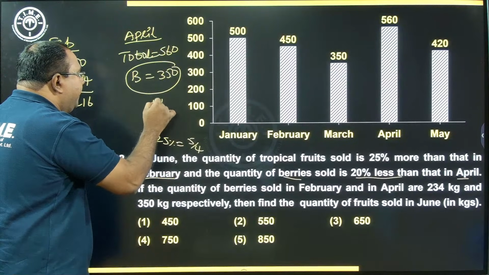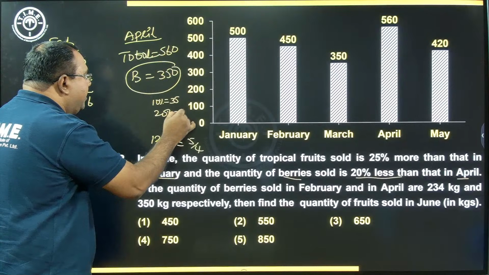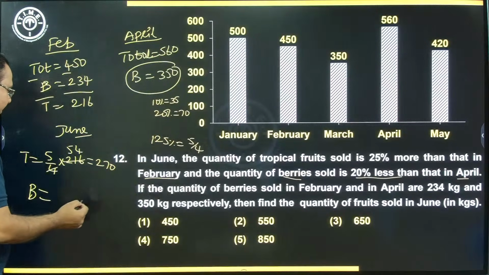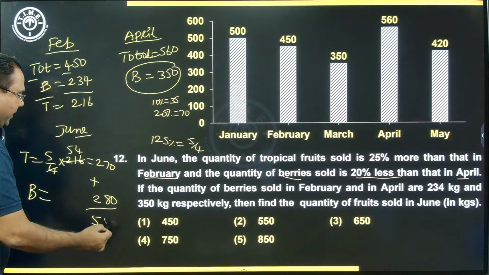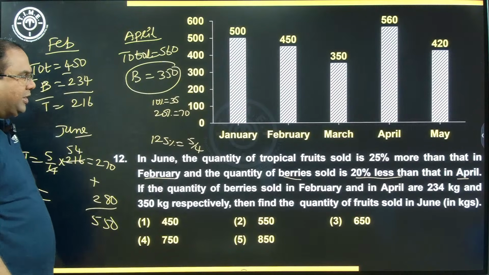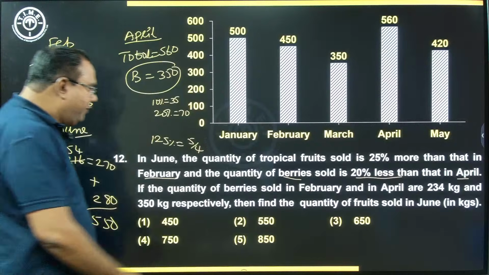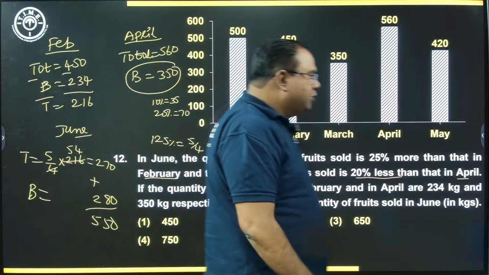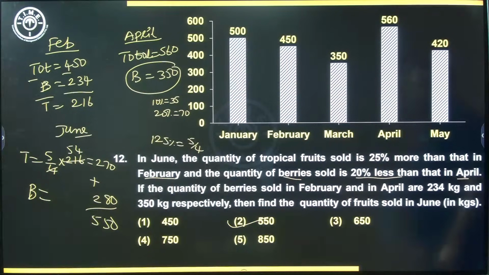Number of berries sold in June is 20% less than berries sold in April. 10% is 35, so 20% will be 70 less. 350 minus 70 is 280. Total number of fruits sold, berries plus tropical fruits together, sold in June has to be 550. 550 is present in choice 2.